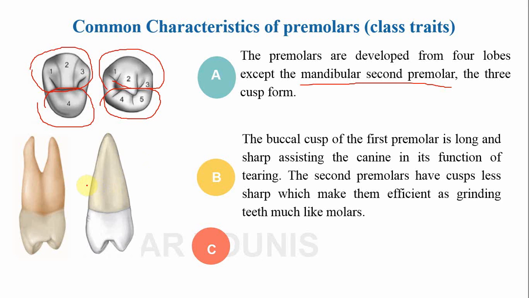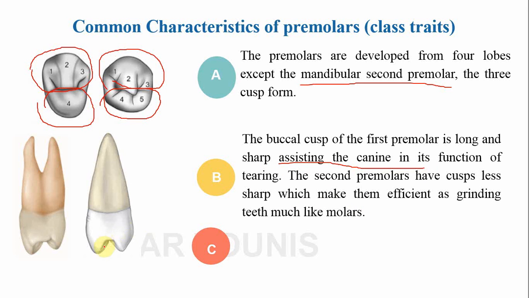The premolars, as mentioned earlier, are of 2 types, first and second. Usually the first premolar is much more like a smaller canine, while the second premolar is much more like a small molar. So, whether maxillary or mandibular, the first premolar, this is a maxillary first premolar and this is a maxillary second premolar. The first premolar has a buccal cusp which is long and sharp. Therefore, they assist the canine, whether maxillary or mandibular, in its function of tearing.